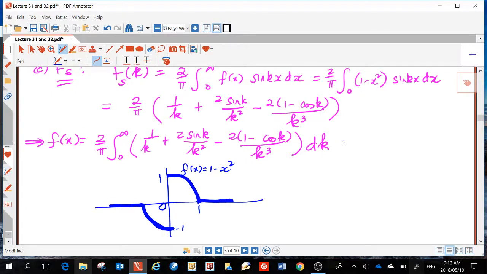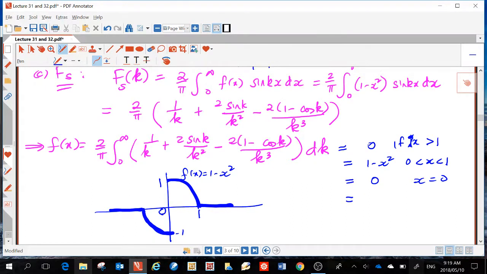In other words, this thing evaluates to 0 if x, not absolute x, is more than 1. It evaluates to 1 minus x squared between 0 and 1. What does it evaluate to at exactly 0? When the x value is 0, what's the y value? You have plus 1 there and minus 1 here. What have we learned about the jump discontinuity? Where does it finally settle down? At the average, at 0.